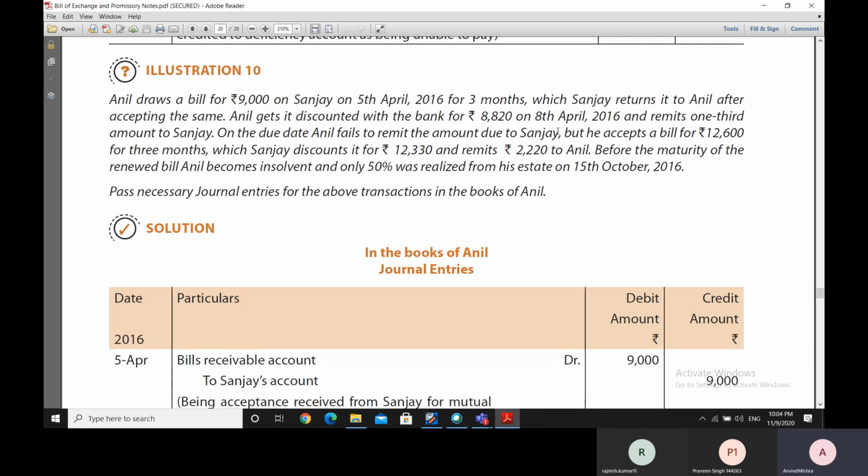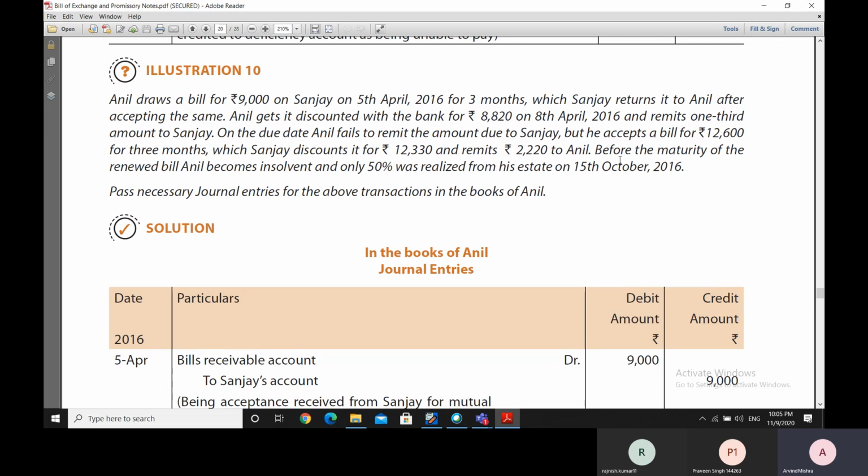Anil has failed to remit the amount, so Anil has accepted a bill of 12,600 rupees from Sanjay, and Sanjay has discounted it for 12,330 rupees instead of 12,600 rupees, thereby paying the charges of 270 rupees, which is 12,600 minus 12,330. And out of the 12,330 rupees which Sanjay gets from the bank, he remits 2,220 to Anil. And why does he remit 2,220 to Anil? Because Anil has to make the payment against the earlier discounted bill.